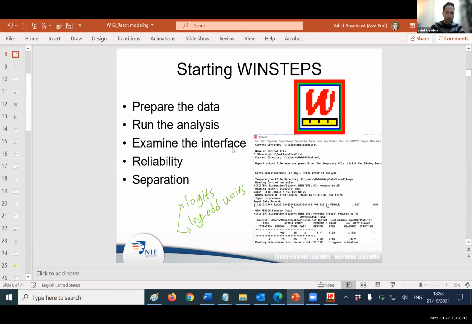And what is a logit? It's a transformation of the raw score to a different unit, which is logarithmic. Now, don't panic. It's nothing too difficult. All of us have got calculators on our phone. If you open the calculator, let me see. Okay, I opened the calculator.